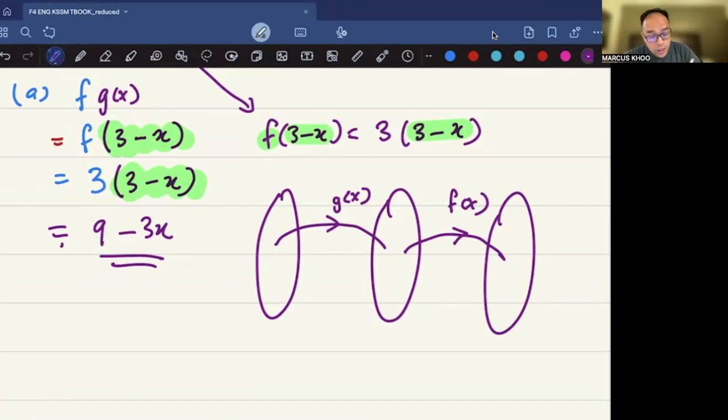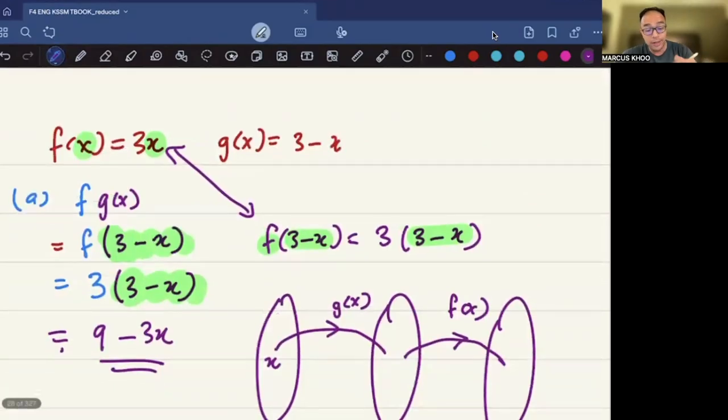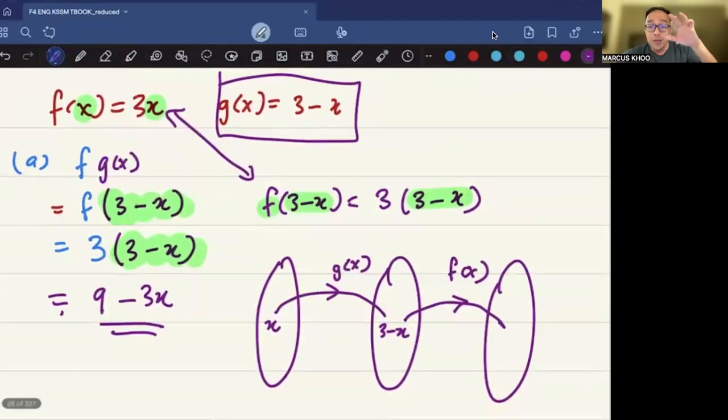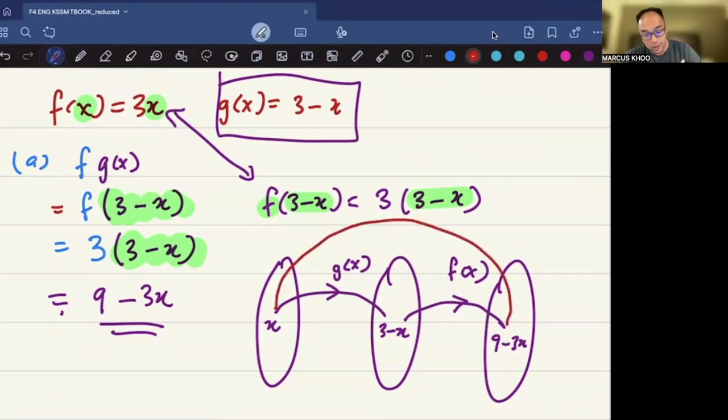If our original one is x, the x will map out to what? To 3 minus x under g. Then the 3 minus x under f(x) will be 9 minus 3x. This is what it means. Therefore, if I shortcut from here to here, under fg(x) I will get 9 minus 3x.